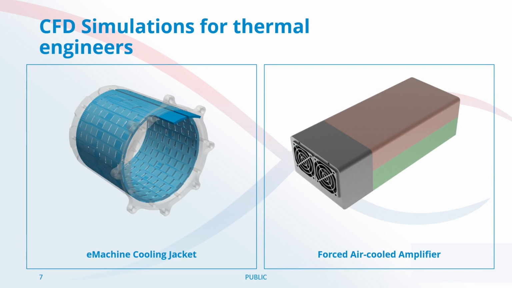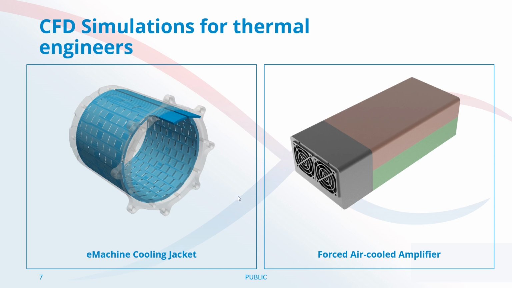That one is a little bit more complex. The cooling jacket only consists of one solid, one fluid, one heated wall, so it's fairly easy. But as you remember from the first webinar, the forced air-cooled amplifier had a lot more solids, a lot more heated walls, so also the post-processing will require a bit more time.